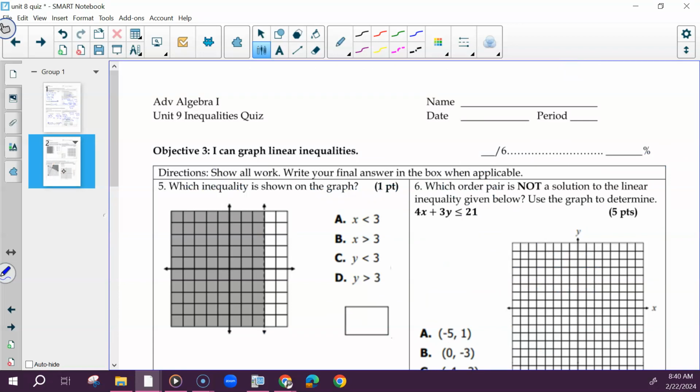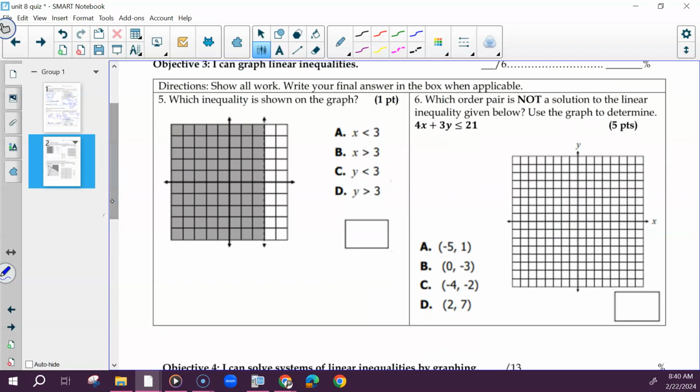Then on objective 3, the inequality that's shown should have been A, x is less than 3. This is a vertical line, so it has to be x. If you weren't sure, you could have picked numbers and replaced x with them. So 0 is less than 3, 2 is less than 3, negative 5 is less than 3, so we know it's going to the left. The other one would not.